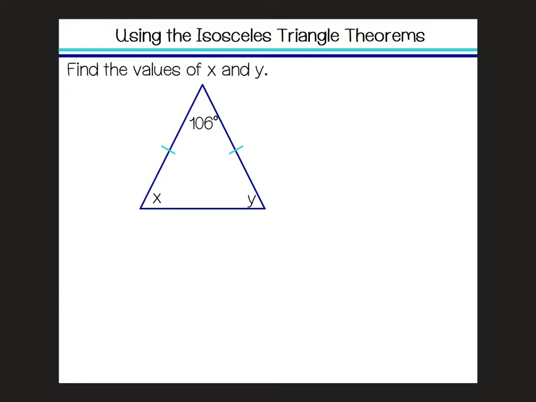The second example is very similar, so I know that these two legs are congruent, which makes my two base angles also congruent. So x and y have to be the exact same measurement. Again, I know that triangles add up to be 180 degrees, so if the vertex angle is 106, I have 74 degrees remaining. If I know that x and y are the exact same measurement, I need to divide 74 by 2 because I'm splitting it between the two angles. So each angle would be 37 degrees.